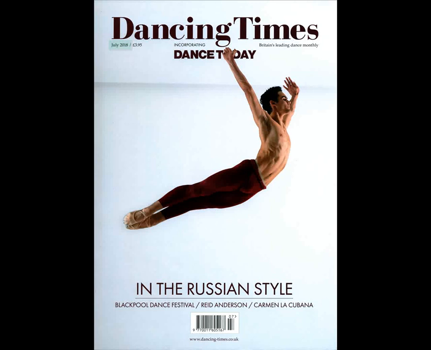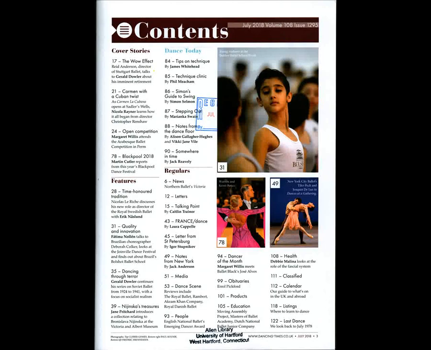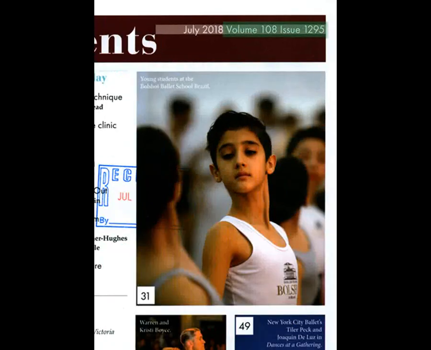Inside the journal, usually within the first couple pages, we'll find the table of contents. At the top, we'll also find the volume and issue numbers. This one is volume 108, issue number 1295. Since each issue of the journal has the same title, Dancing Times, these numbers distinguish individual issues.